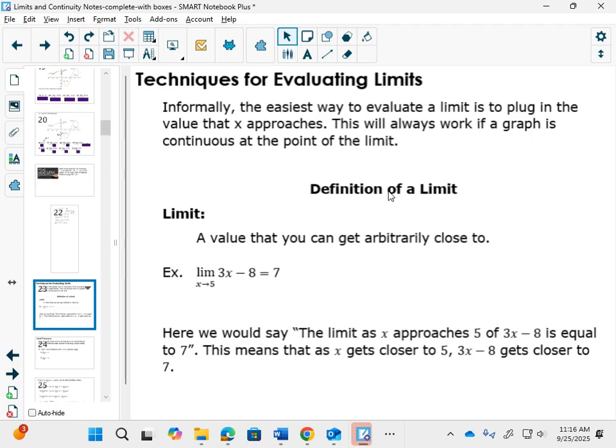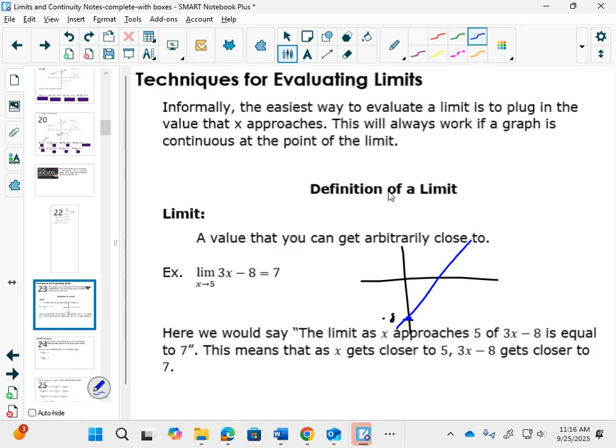But in this case, 3x minus 8, right? Here's minus 8, that would be my y-intercept. And I would have a slope of 3, a straight line here. And the idea is, when I get close to 5 from the left and from the right, because my original graph is a straight line and includes everything, does it make sense that it's going to be exactly my y value at 7 there?